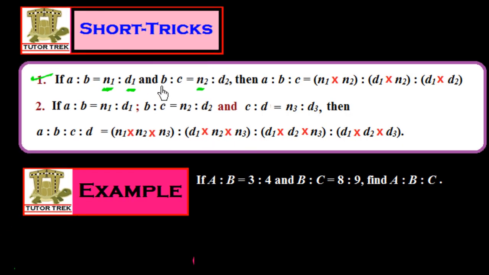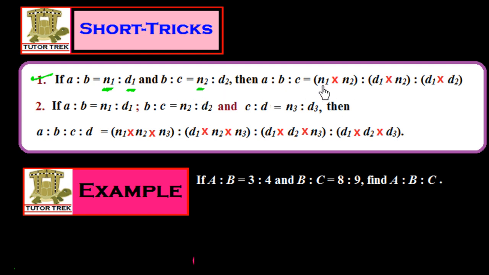Now friends, I would like to tell you about another short trick. Here the ratios are given to us and we have to find the continuous ratio, where two parts of the continuous ratio are given. There are two sorts of tricks here. First one: a is to b is equal to n1 is to d1, where n1 is the numerator and d1 is the denominator, and b is to c is n2 is to d2. Then a is to b is to c.